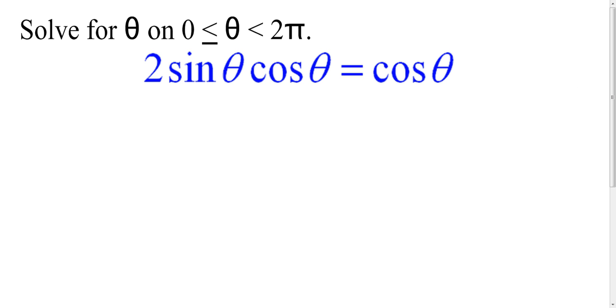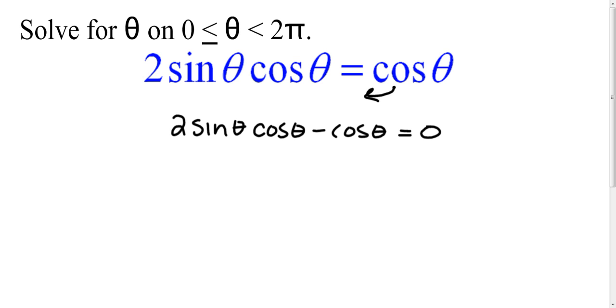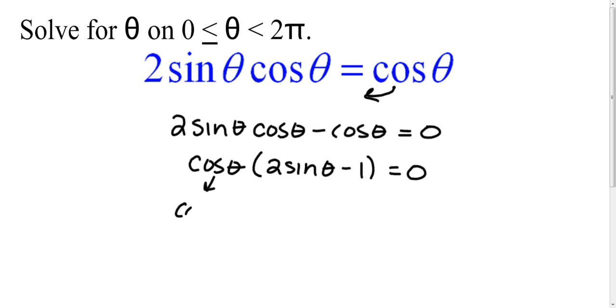All right, and then on this one, we are going to move that cosine to the left side so that we can factor that out. Now I have a GCF of cosine that I can pull out of there. And here, cosine is 0. And here, sine is 1/2.